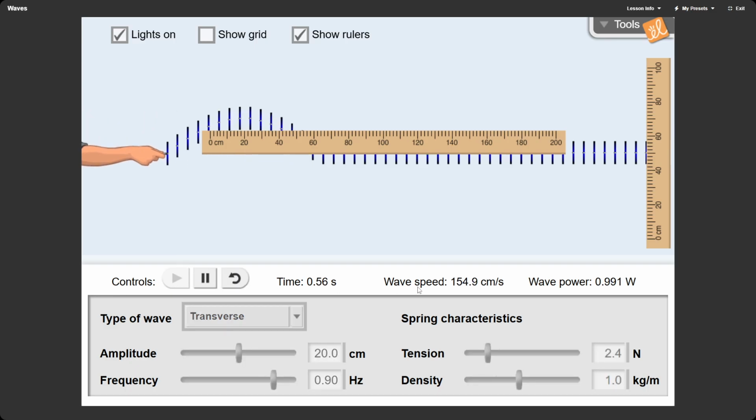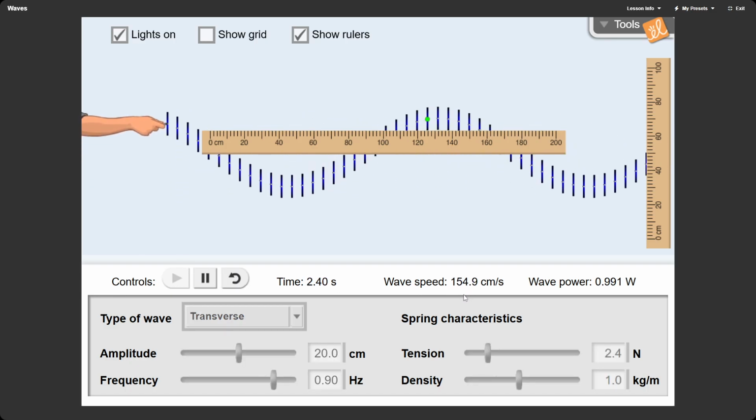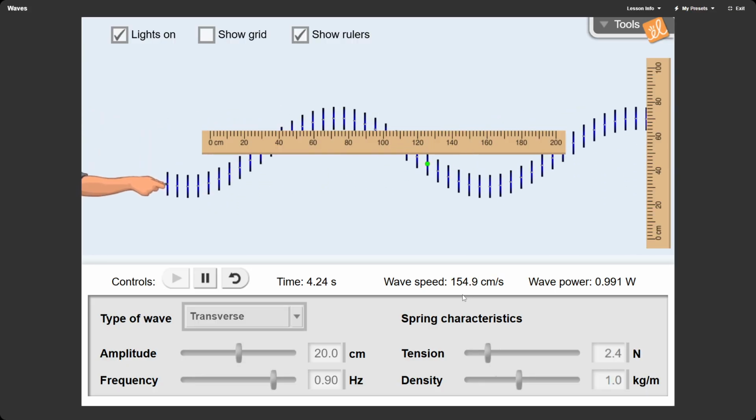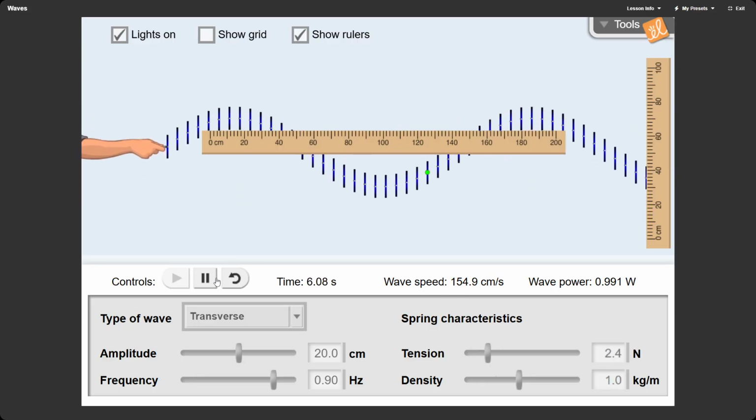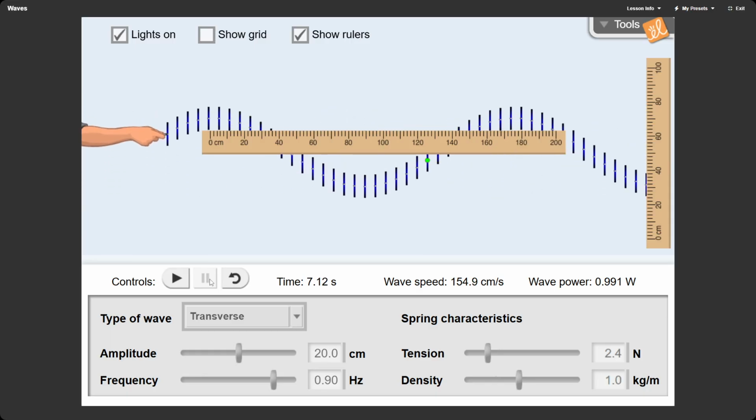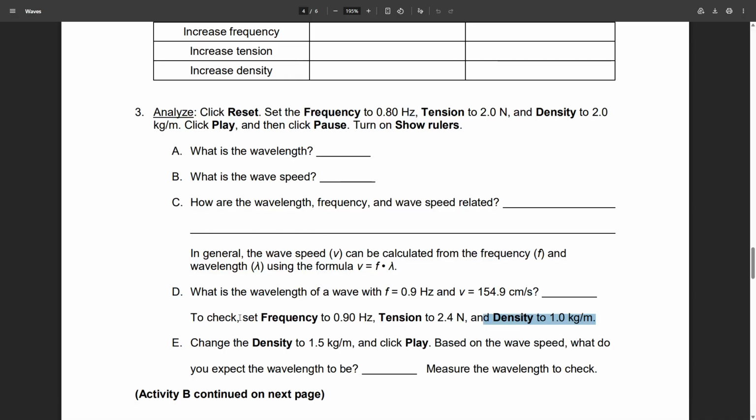Hit play, and it should say that your wavelength should be, let's just pause it. If you measure it, you can check it so it'll be around this area. It'll be more than 140 and less than 190. So it'll be in this area. All right. So that answers, that's your check.